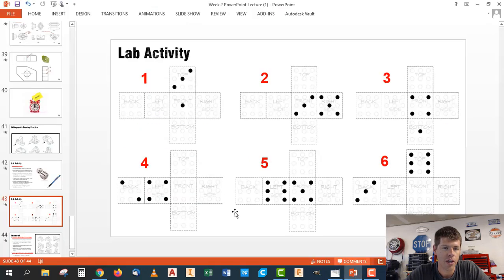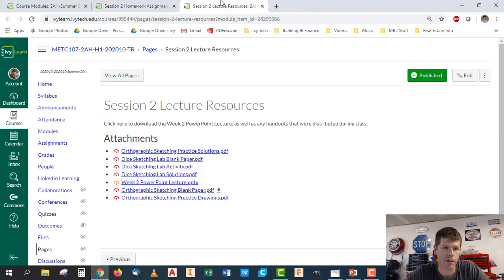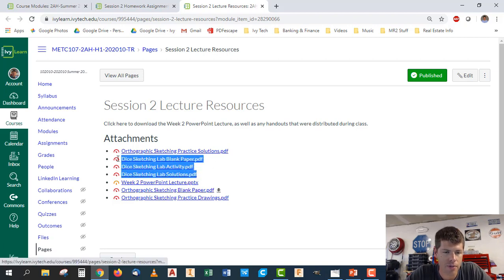So all you're going to do, and I put these in session 2, if I can find it here in the lecture resources. Actually, never mind, because I gave you the solutions in here. This can just be practice. We'll not do this as a homework assignment. So skip the dice thing. Go back and look at it, but I'm not going to require you to turn that in.